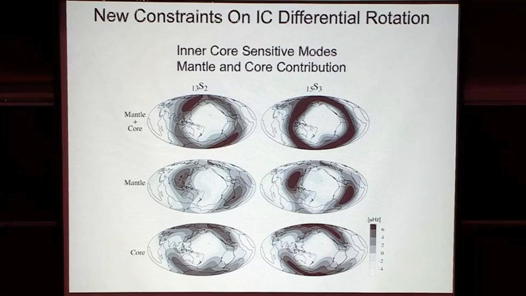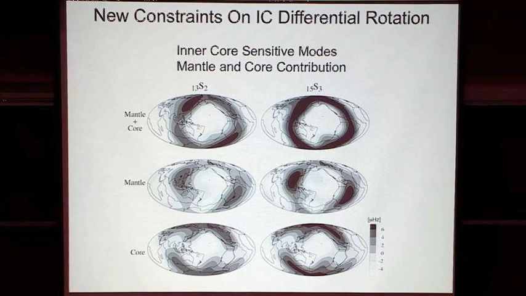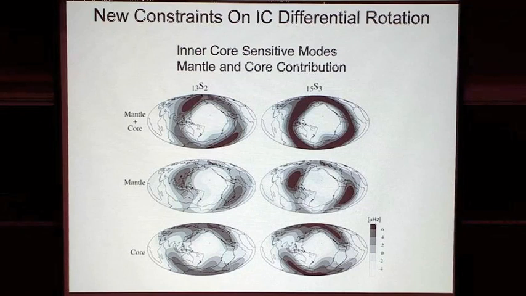The depth resolution? That's what the eigenfunctions tell you. They tell you the sensitivity to the structure in the inner core and what to expect, typically over a depth range of 200 kilometers or so. There is some vertical smearing for each of these. But then your raw data are the amplitude and the frequency, right?